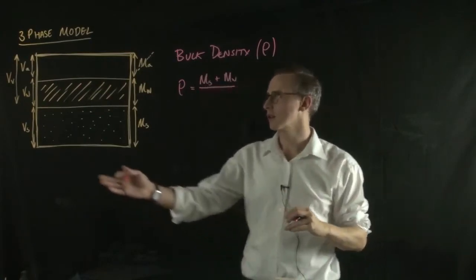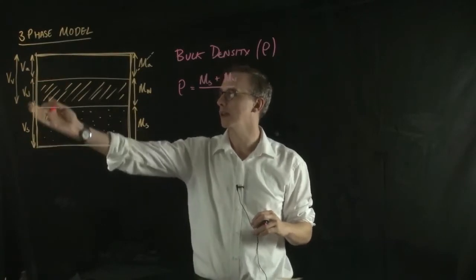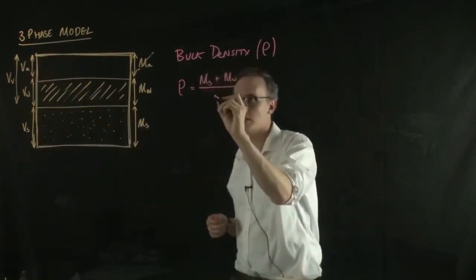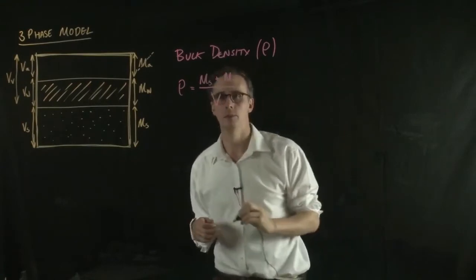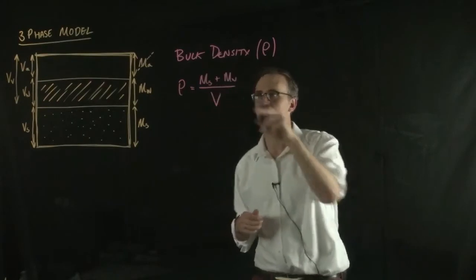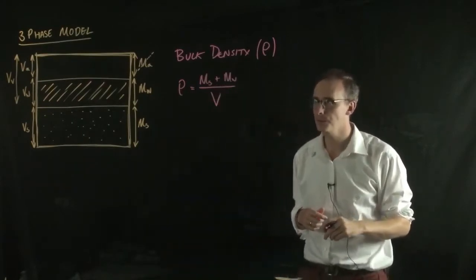So in this case, we could just sum the volume of the solids, volume of water, and volume of air together. But just to simplify, we'll call that capital V, the total volume of the soil. So this is the bulk density of the material.